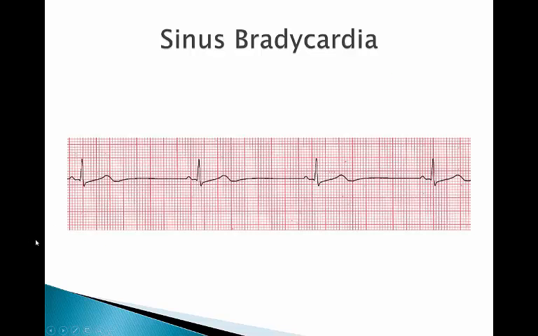All right, so here's a nice rhythm strip for sinus bradycardia. As you can see, there's a P wave, a QRS, and a T wave. It's really slow, because if this was a 6-second strip, this heart rate is only 40. So again, you're going to be looking at your patient and asking, are they symptomatic? Do they have any of those symptoms of dysrhythmias?